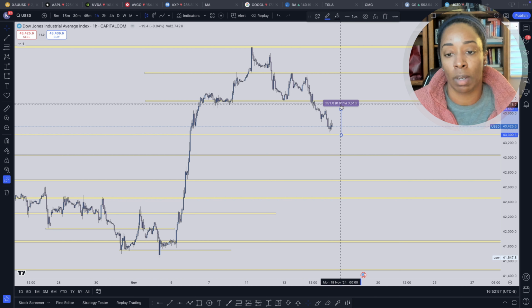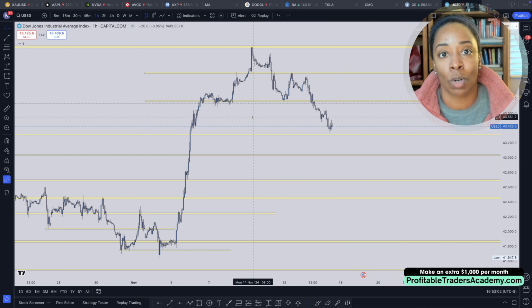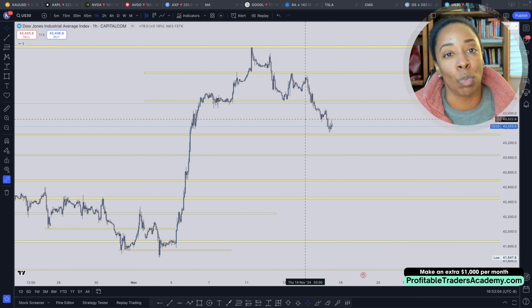And then this one is, yeah, almost 500. So a lot of different zones. You could even make these zones smaller if you want to, just depends on your trading style. But for mine, this works just perfectly.